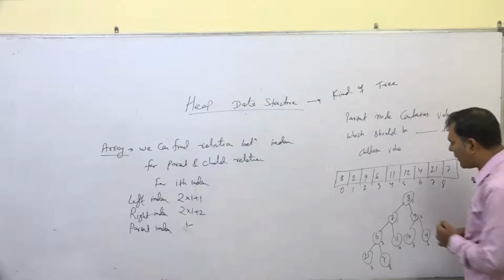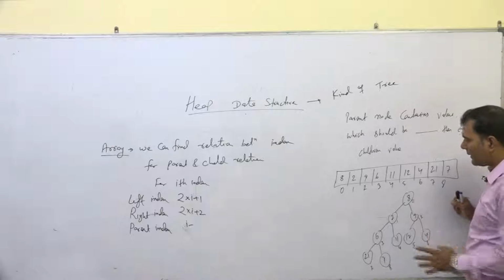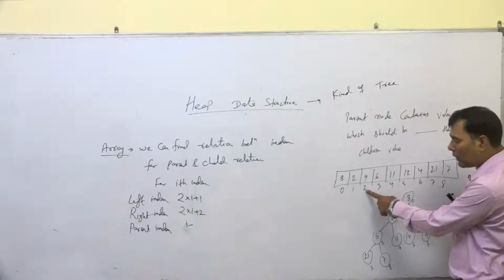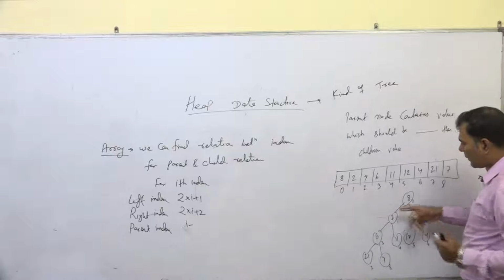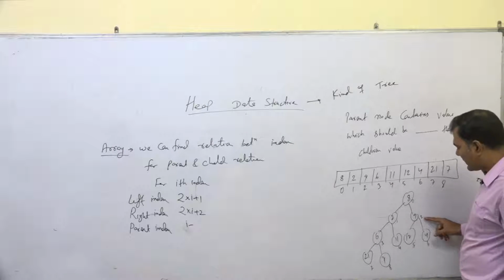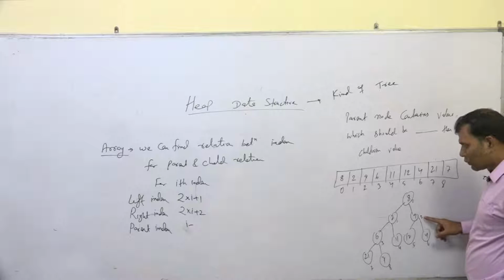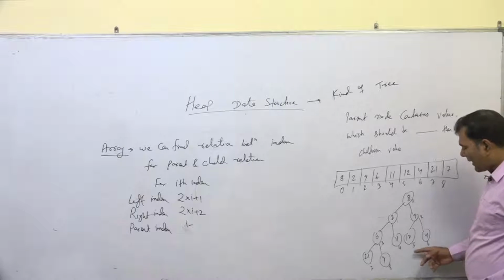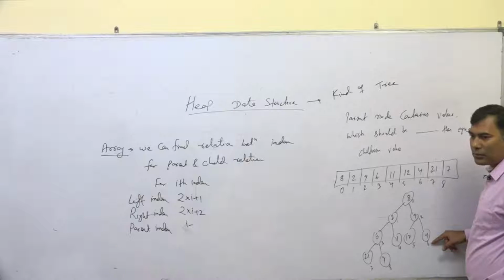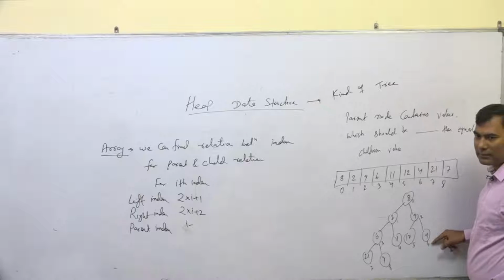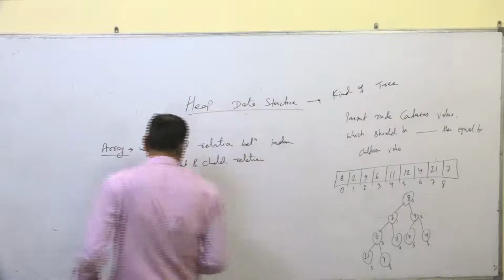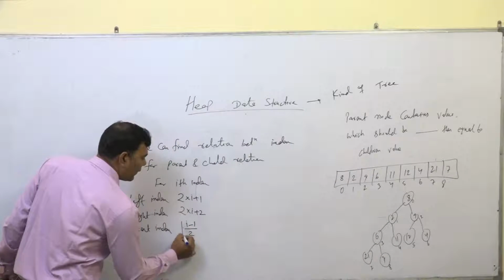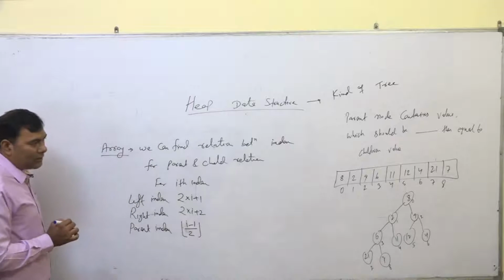In this case, tell me for any ith index, let it be index 2, where is the child node? For index 2, which is 9, the child nodes are at 5 and 6. So 2 into 2 plus 1, and here 2 into 2 plus 2. What about the parent of 5 and the parent of 6, both at 2? So how can we find a relation? i minus 1 upon 2. Try to check it.